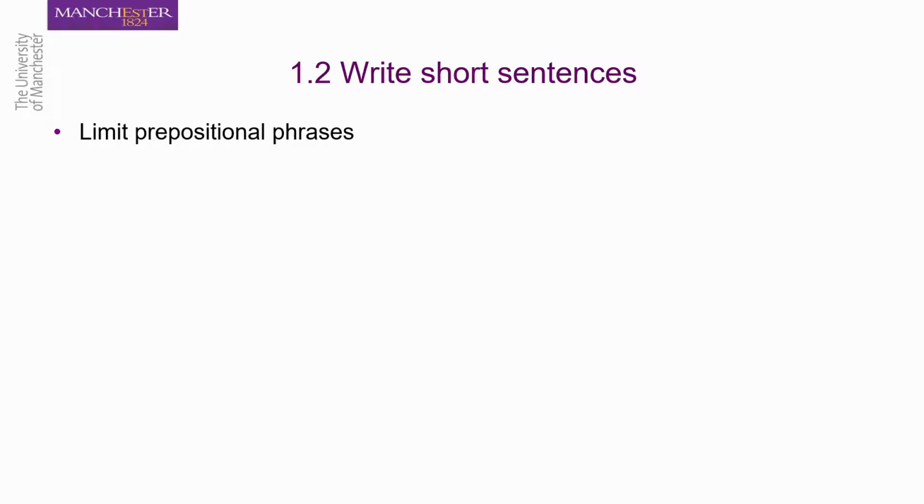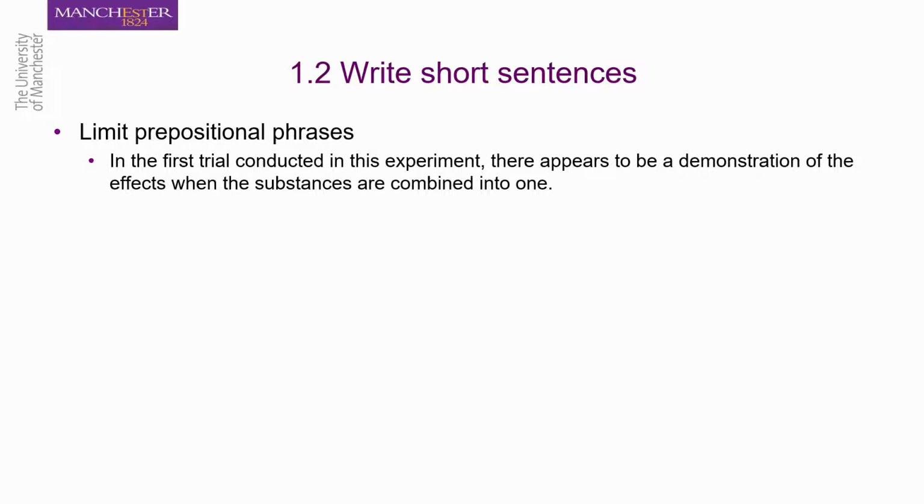to limit the use of prepositional phrases. So sometimes you write one sentence, but you have a very long prepositional phrase at the beginning. In this particular example: In the first trial conducted in this experiment, there appears to be blah, blah, blah, blah. And obviously, there are multiple problems with this particular example because you use a hedging verb. There appears to be. You can just say there is, right?